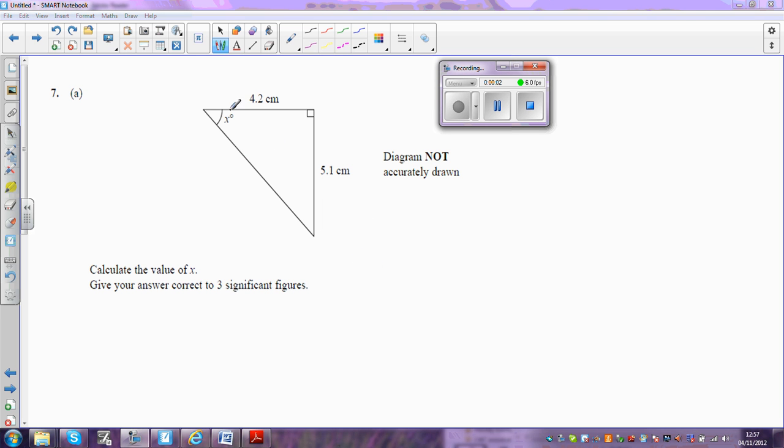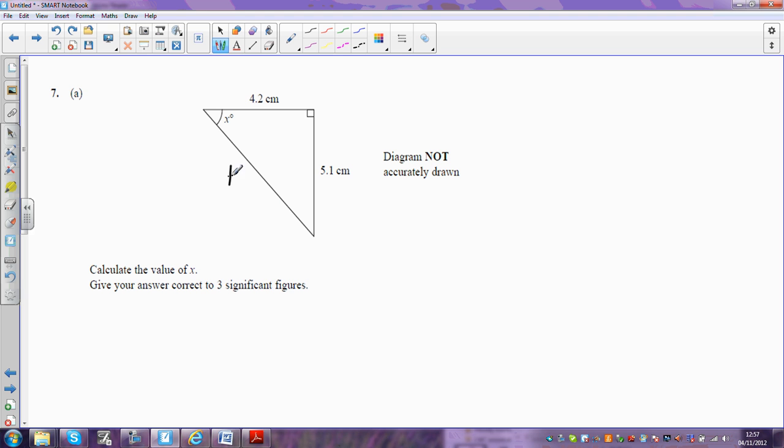Here we have a trigonometry question. We know it's trigonometry because we're being asked to find an angle. Okay, first job is to label the three sides of our right angled triangle. The hypotenuse is the longest side, always opposite the right angle.